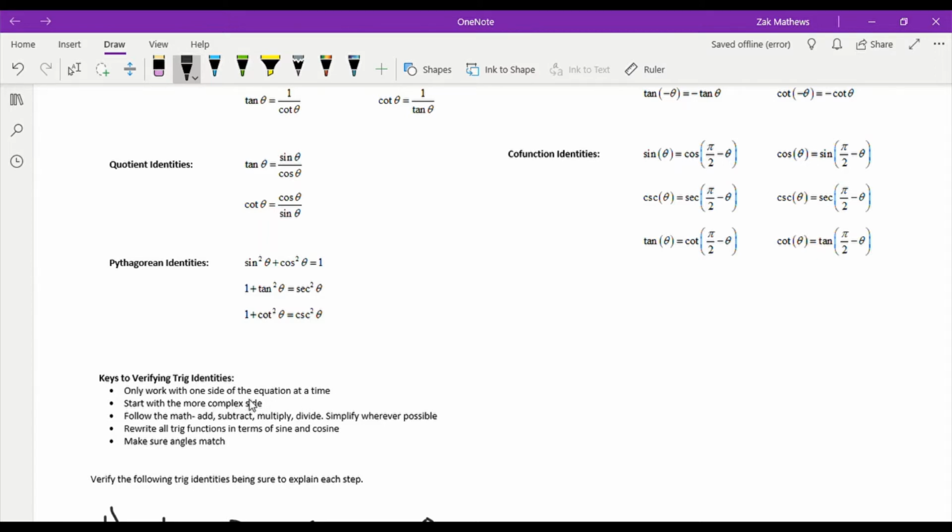We're going to start with the more complex side, and that seems kind of counterintuitive until we recognize that, hey, it's much easier to simplify, to cancel things out, or to add, subtract things that will simplify, than it is to grow something out of nothing. So we're going to start with the more complex side.